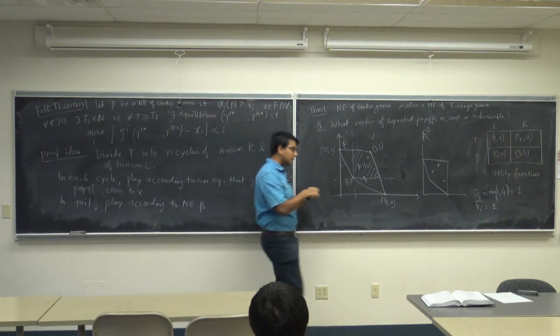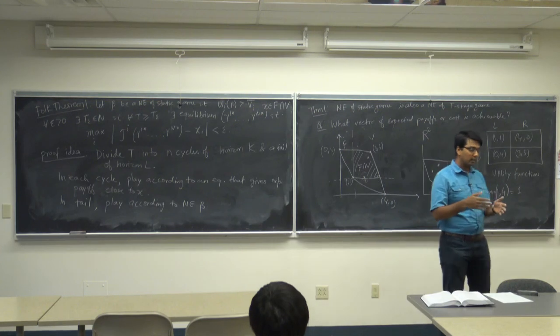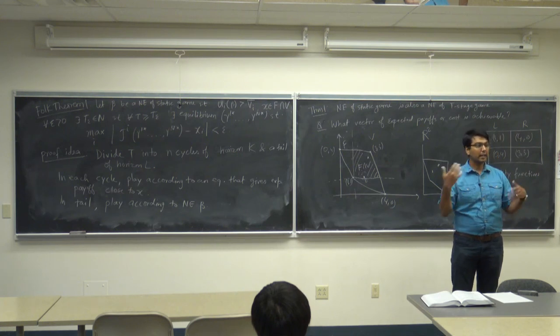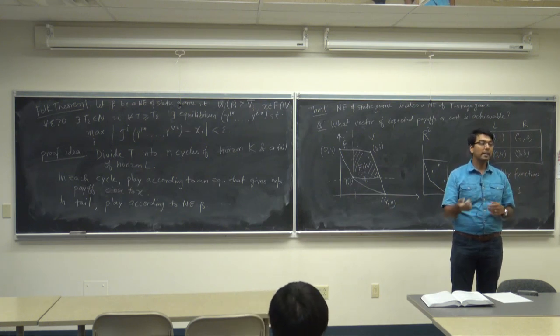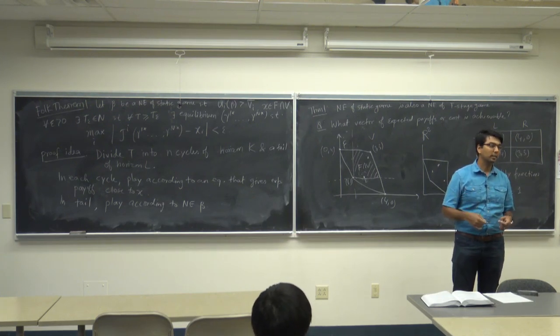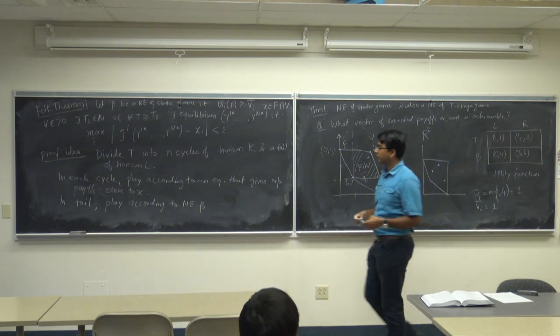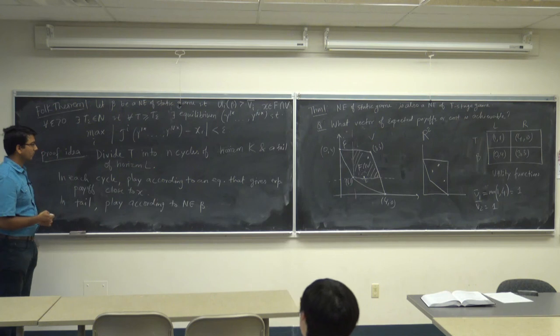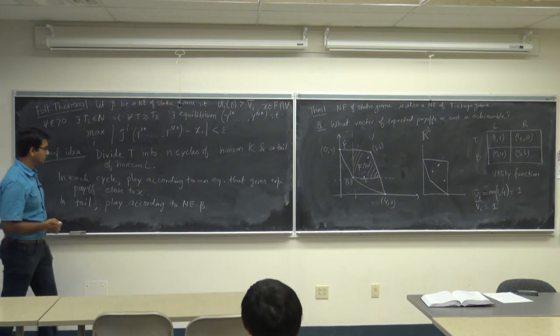So in some sense, at the end of each cycle, you are restarting the entire game with a clean slate. You are forgetting everything that has happened in the past until someone deviates. If someone deviates, then everyone else is going to start punishing him. That's their equilibrium strategy.